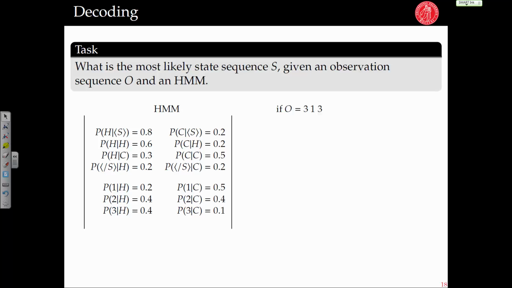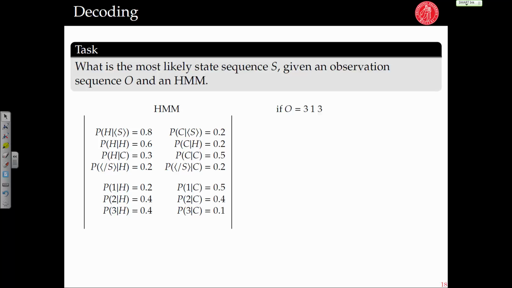The summer was very short, so that's only 3 days. First day 3, second day 1, and the third day 3. What is the state sequence S that maximizes the probability of S given O? How can we find that?